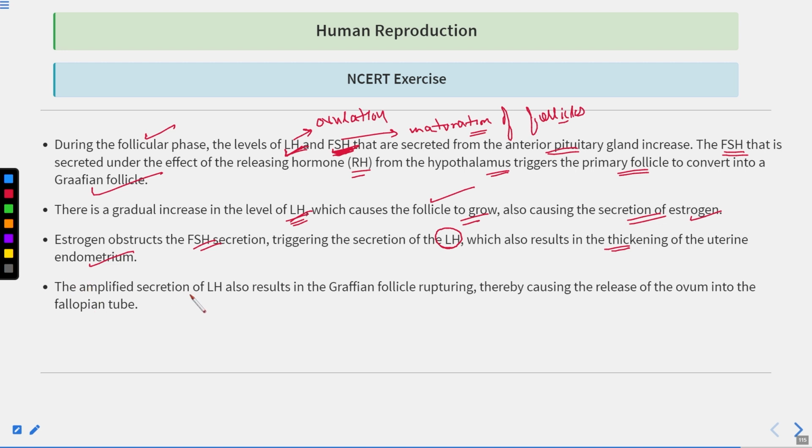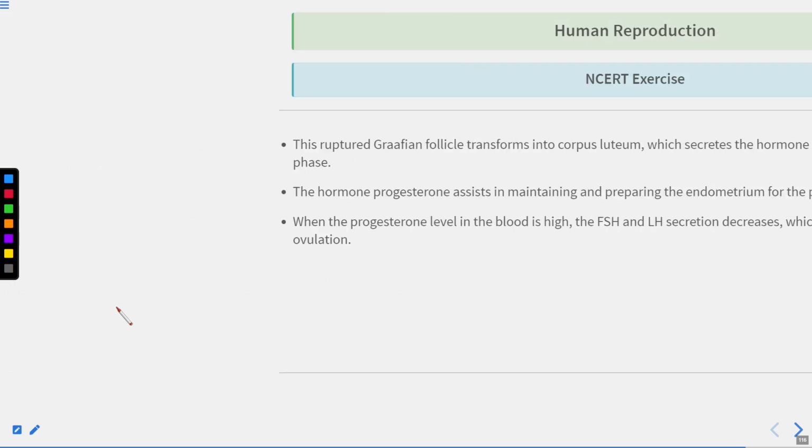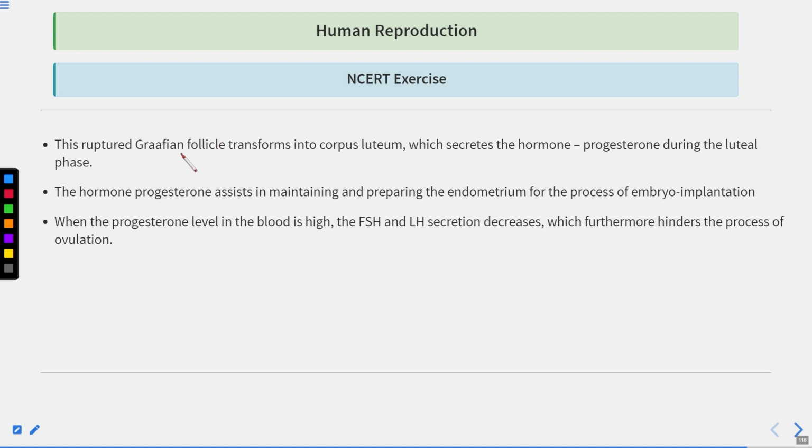Clear? Now the amplified secretion of luteinizing hormone also results in the Graafian follicle rupture. So LH is involved in the ovulation. Clear? So it will result in the rupturing of the Graafian follicle, and rupturing of the Graafian follicle will release the ovum into the fallopian tube. Clear? Now ruptured Graafian follicle transforms into the corpus luteum, and corpus luteum secretes the hormone progesterone and some amount of estrogen also. So level of progesterone will be highest during the luteal phase.